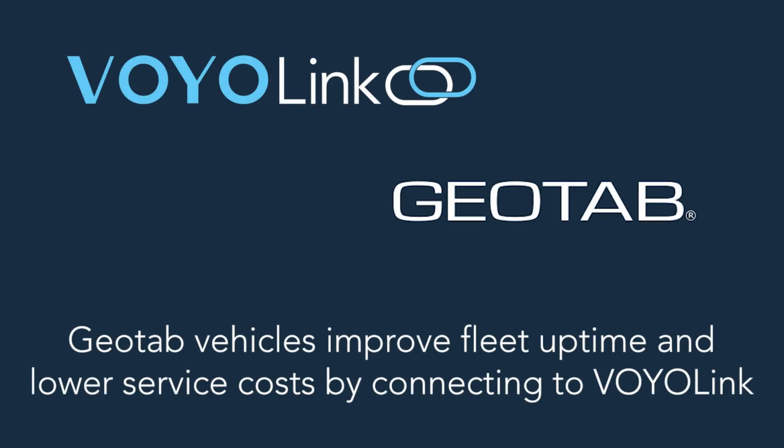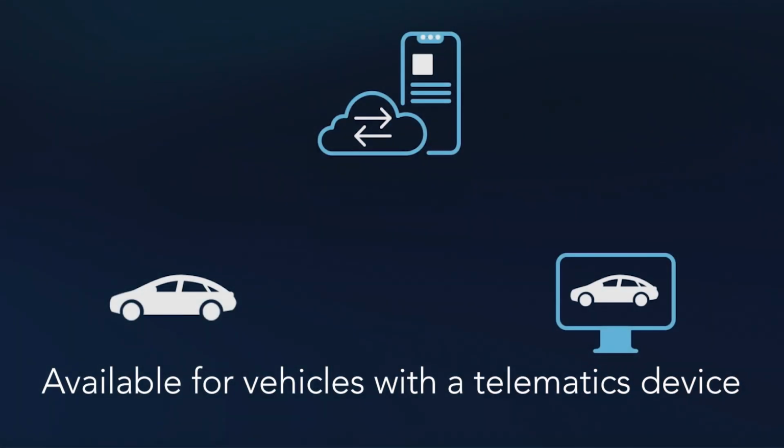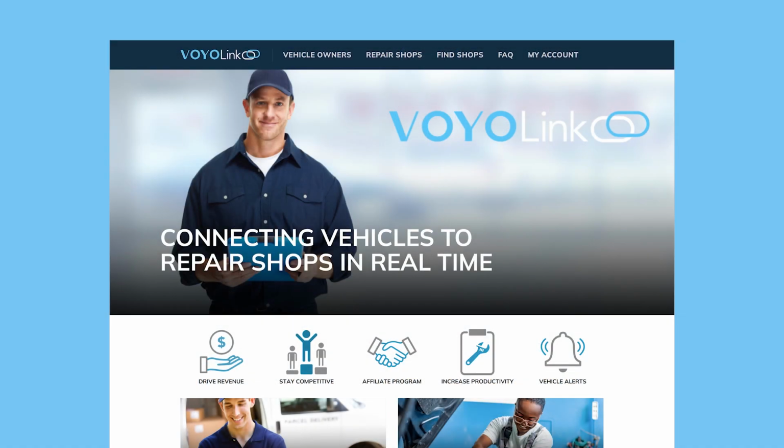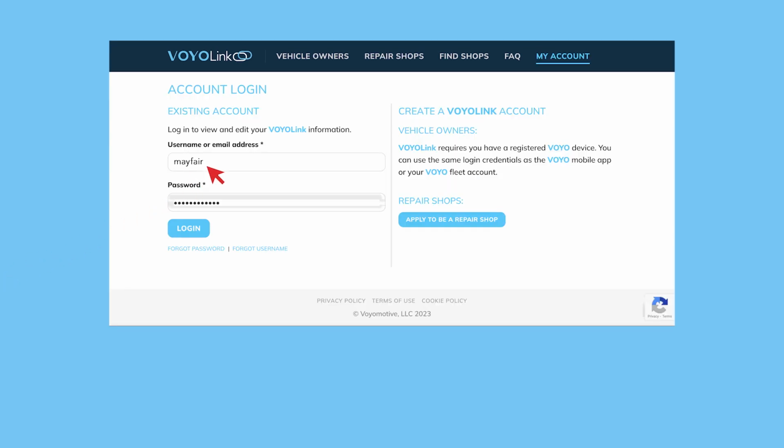GeoTab vehicles can now improve fleet uptime and lower service costs by connecting directly to VOYOLink service centers. VOYOLink is a service available to vehicle owners with a telematics device. To log in, click on My Account at the top of the VOYOLink.com website. Enter the account name and password.